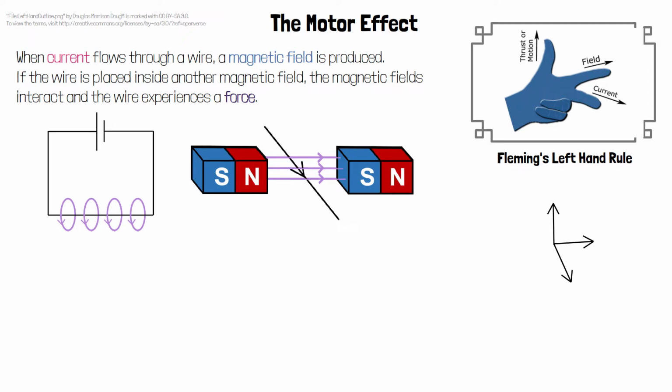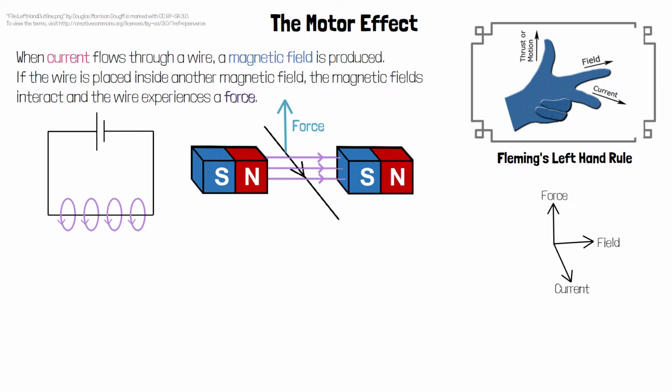If you line up your middle finger with the direction of the current, and your index finger with the direction of the magnetic field, the direction of your thumb will tell you the direction of the force experienced by the wire. This also tells us the direction the wire will move. For this wire, at right angles to the magnetic field created by these two bar magnets, the direction of current is out of the screen, the direction of the field is to the right, so the direction of the force has to be straight upwards.